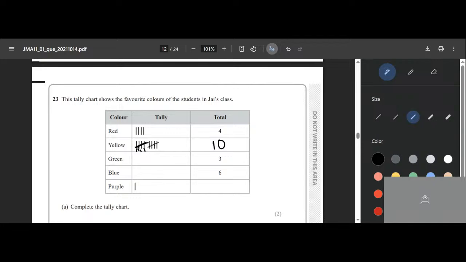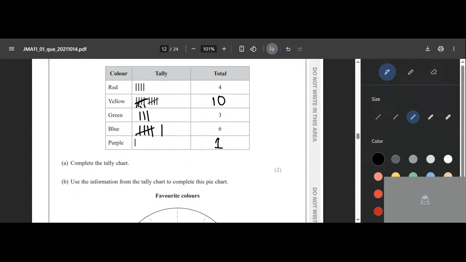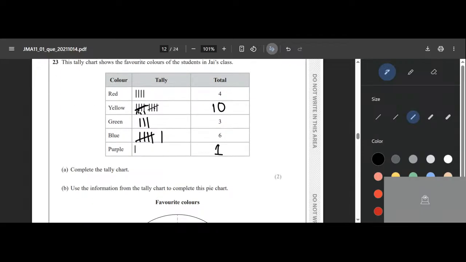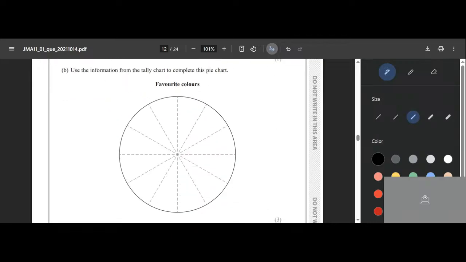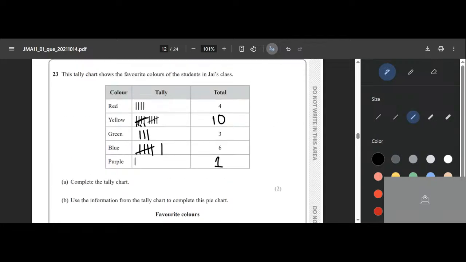The next one, there are 3, so I'll just draw 3 sticks. Same to this one, 1, 2, 3, 4, 5 you cross, then 6. This is 1, so I just write 1. And I have completed my table. Then use the information from the tally to complete the pie chart. So we have a pie chart here that has 12 sides.